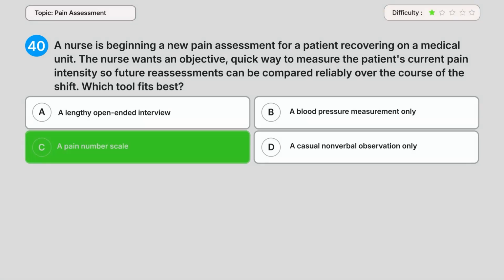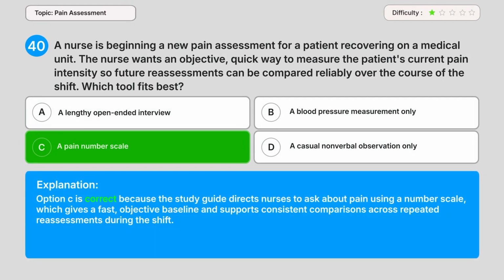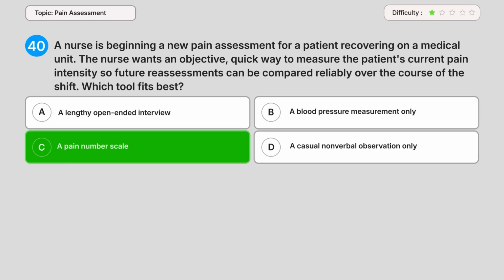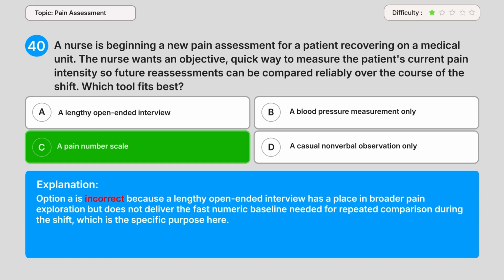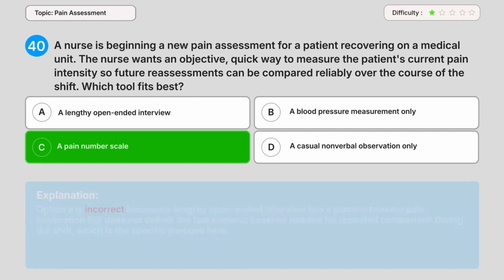Correct answer. C. A pain number scale. Option C is correct, because the study guide directs nurses to ask about pain using a number scale, which gives a fast, objective baseline and supports consistent comparisons across repeated reassessments during the shift. Option A is incorrect, because a lengthy open-ended interview has a place in broader pain exploration, but does not deliver the fast numeric baseline needed for repeated comparison during the shift, which is the specific purpose here.